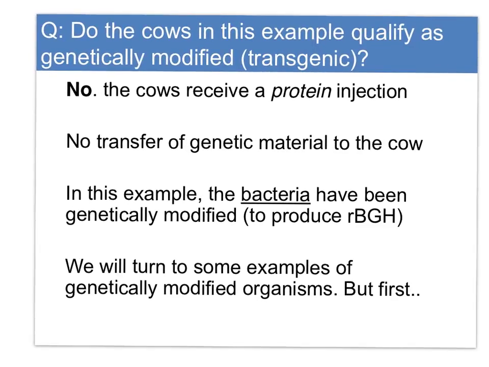Now, a question. Are these cows transgenic cows? Or are the bacteria that make the bovine growth hormone the transgenic organisms? It's bacteria. So we're not doing anything to the cows. We're just adding more of the hormone so they'll make more milk. So the bacteria are actually the transgenic or GMO organism.